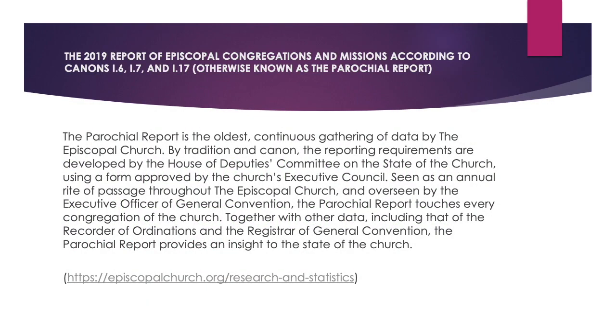The official title of the parochial report is the Report of Episcopal Congregations and Missions according to Canons 1.6, 1.7, and 1.17. It's a very old continuous gathering of data for the Church. It's overseen by the House of Deputies Committee on the State of the Church, and the Church's Executive Council approves the form that we use every year, a form that I might add has changed over the years as the Church has tried to get a better handle on what data it wants to collect and how to use that data to understand what's happening throughout the Church.